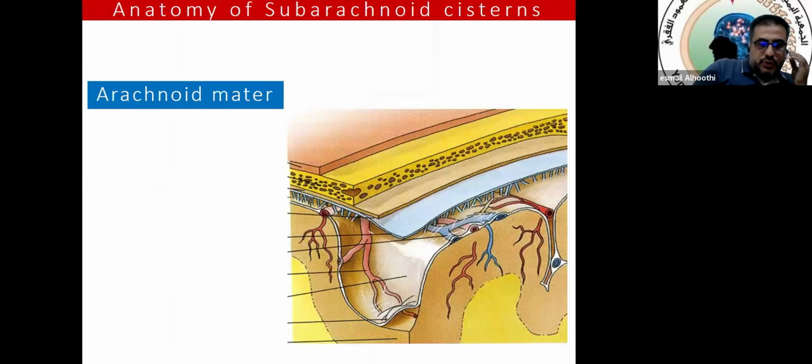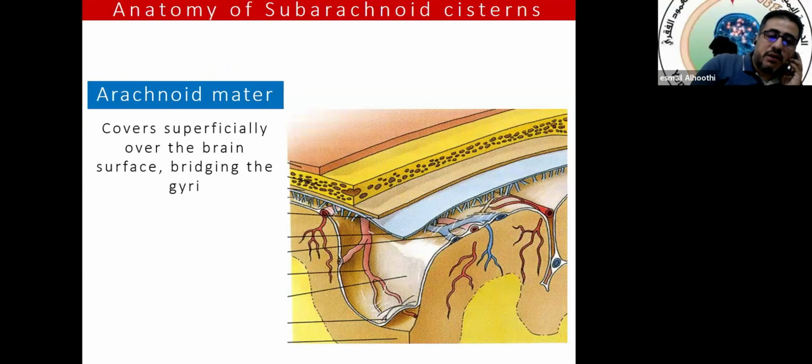If we want to know the detailed anatomy of the subarachnoid cisterns, we should take the basics of the subarachnoid cistern: how it's formed, what the subarachnoid cistern is. First of all, the arachnoid matter. We should take small notes about it. The arachnoid matter covers superficially over the brain surface and bridges the gyri, as we see here. It's just like paper covering the brain surface, the gyri, and the sulci.